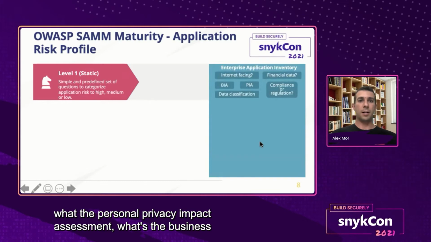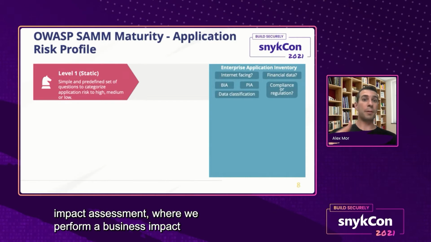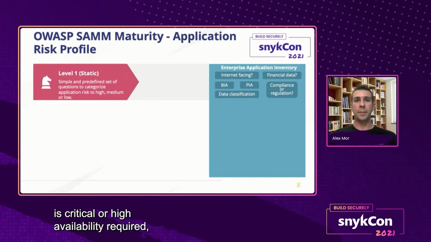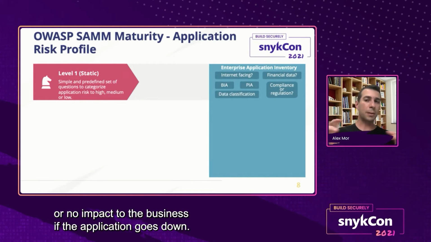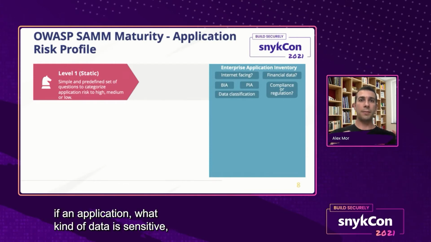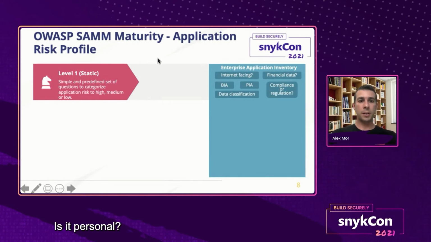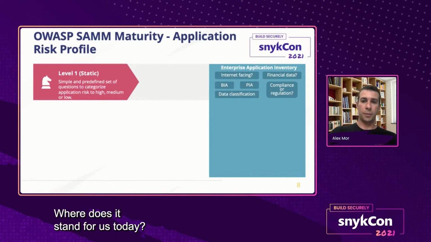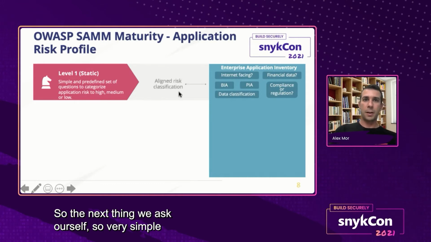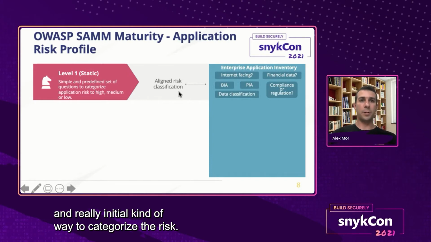What's the personal privacy impact assessment? What's the business impact assessment? Or we perform a business impact analysis and we come up with some score, which is like critical or high availability required, or no impact to the business if the application goes down. We talk about the data classification, asking what kind of data it is: is it sensitive, is it internal, is it personal, where does it stand for us today? So a very, very simple and really initial way to categorize the risk.